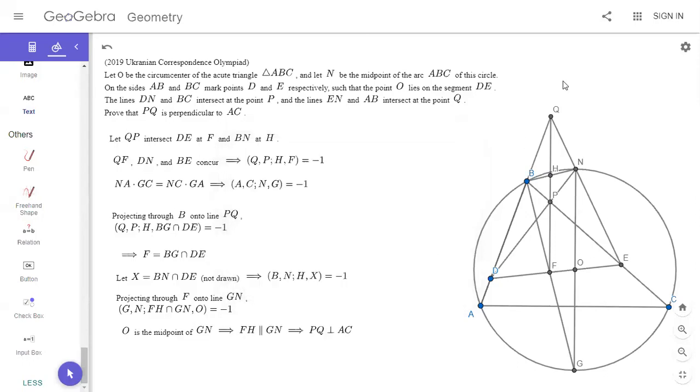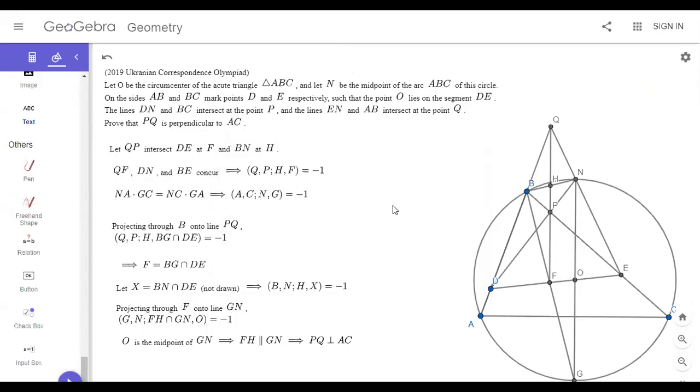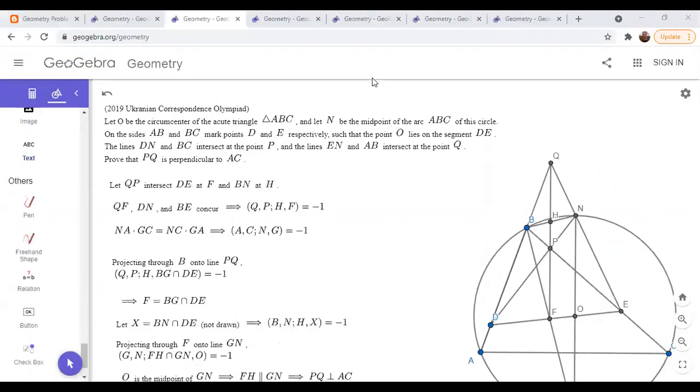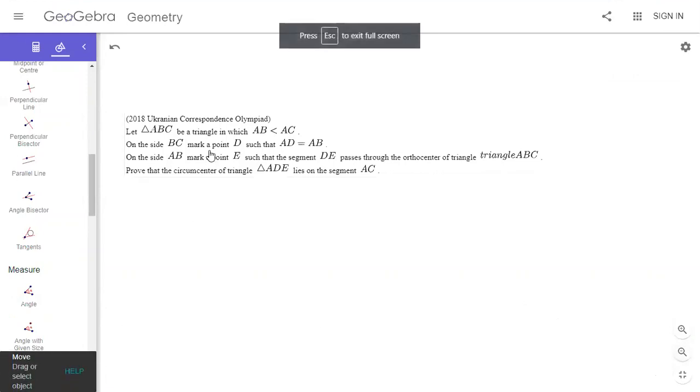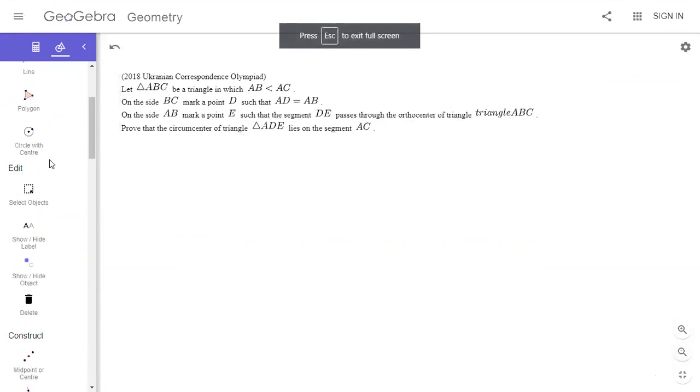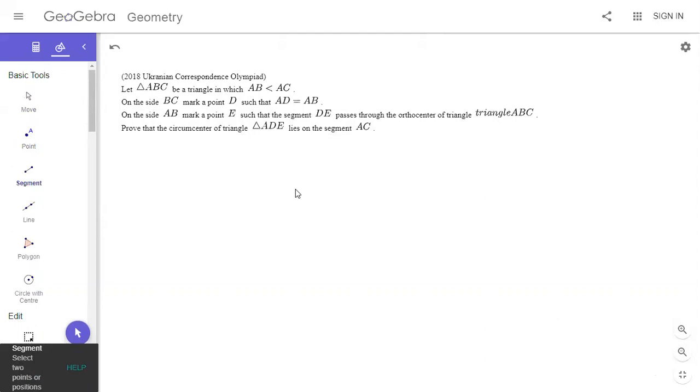Yep. Pure geometry. No bashing. So yeah, we were able to get through it. All right. So I'll move on to the next one. Whoops. All right. So we have a triangle ABC where AB is less than AC.